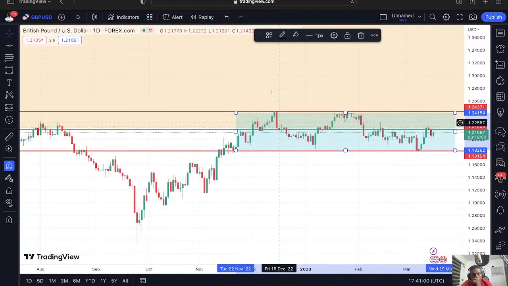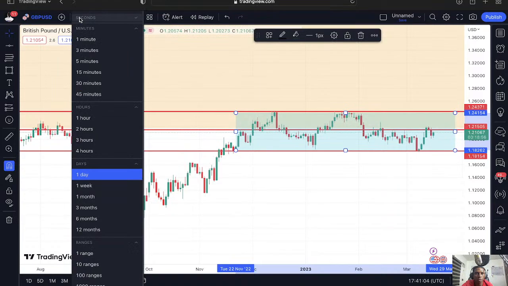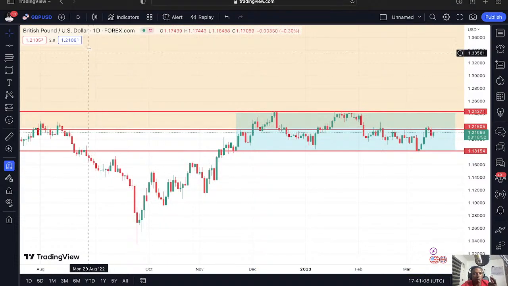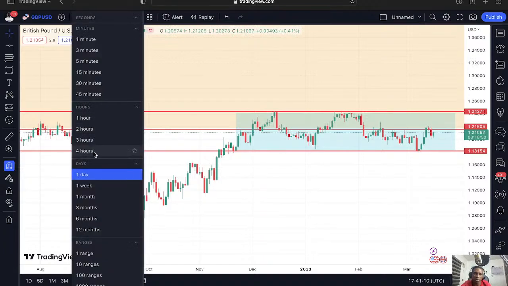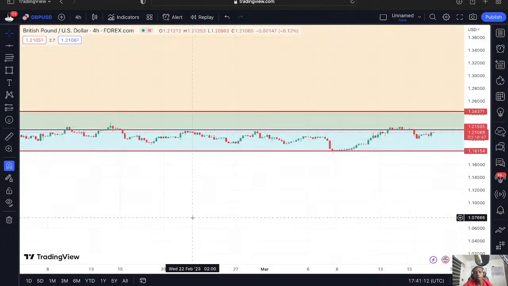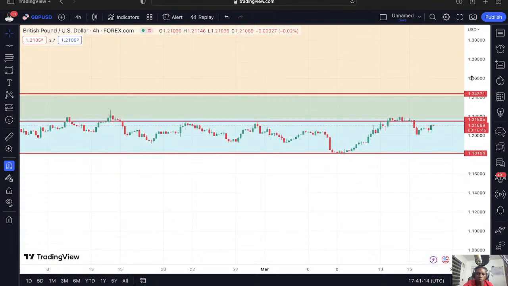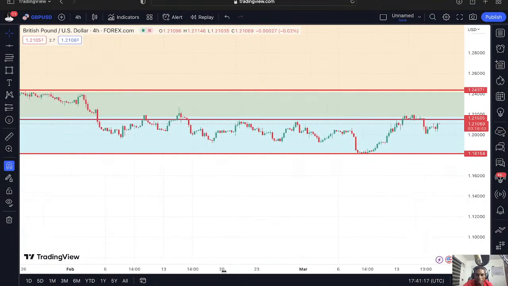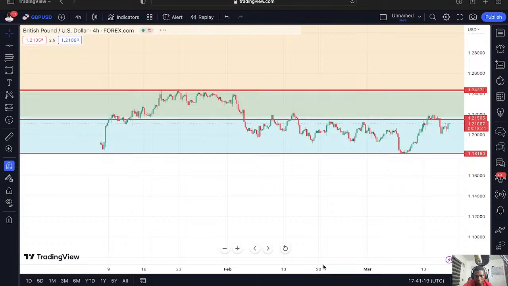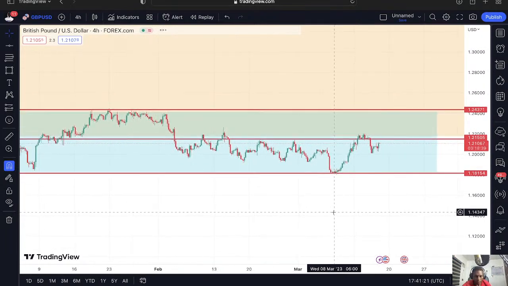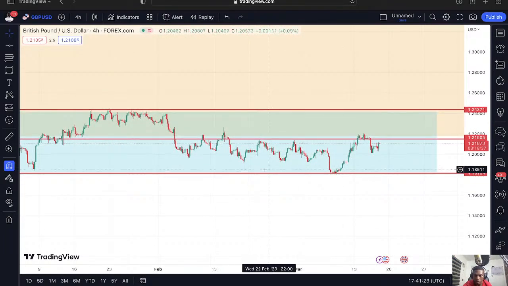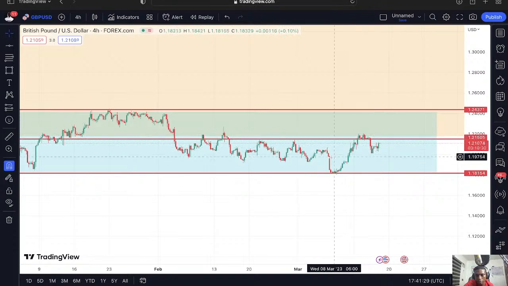So here now, we'll go to the lower time frame. Let's see, I think we are already at, we go to the 4 hours time frame. Now, it's just so obvious that the market has been consolidating at this level.